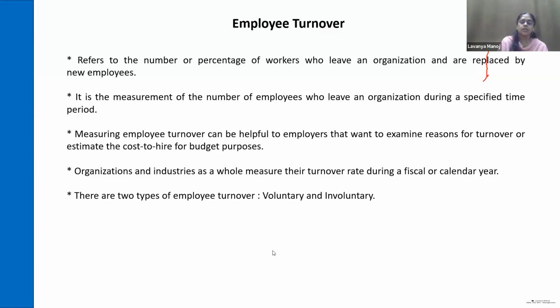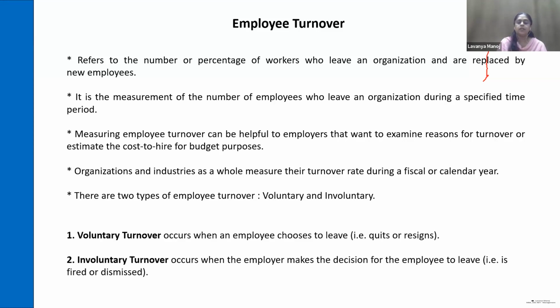So organizations and industries as a whole measure this rate during the fiscal year or calendar year. Usually bigger organizations do it once a year. They check the turnover ratio. And there are two types, that is voluntary and involuntary.